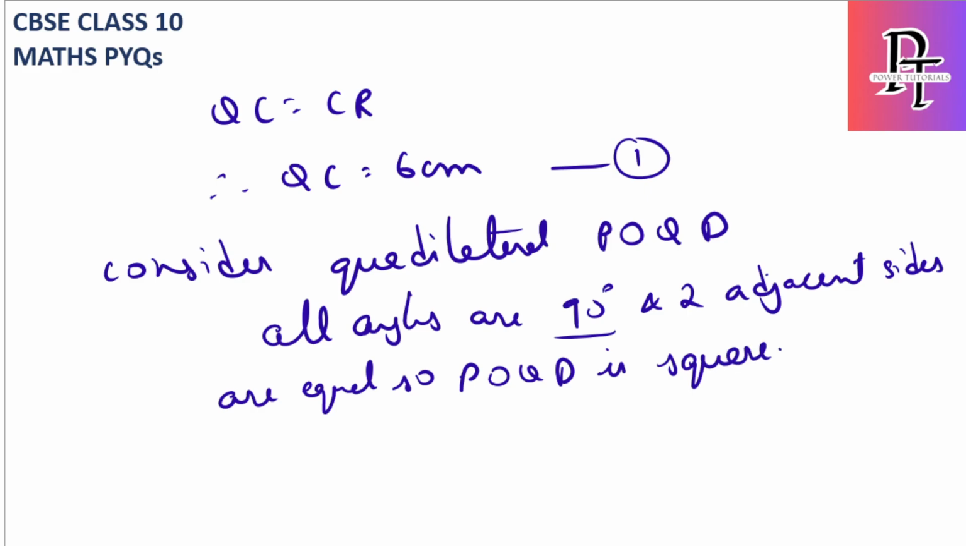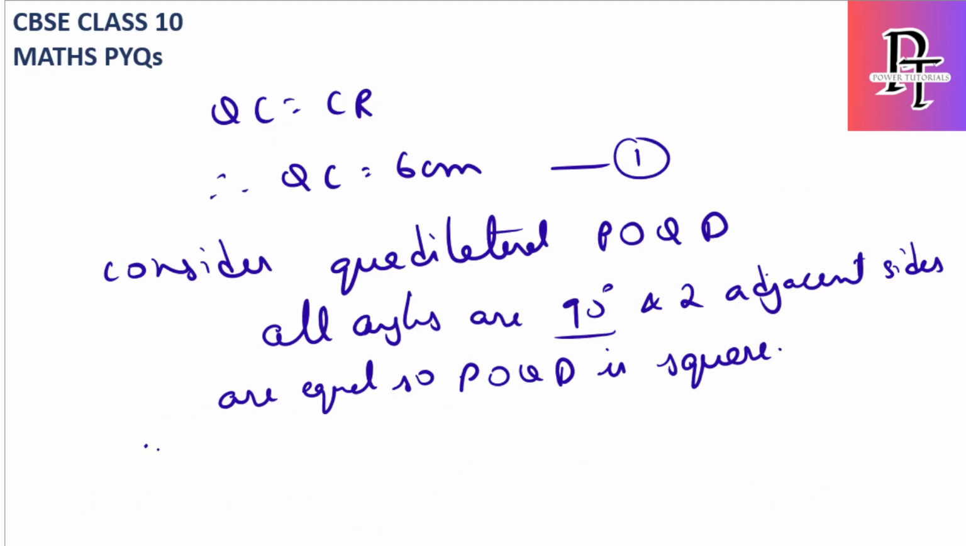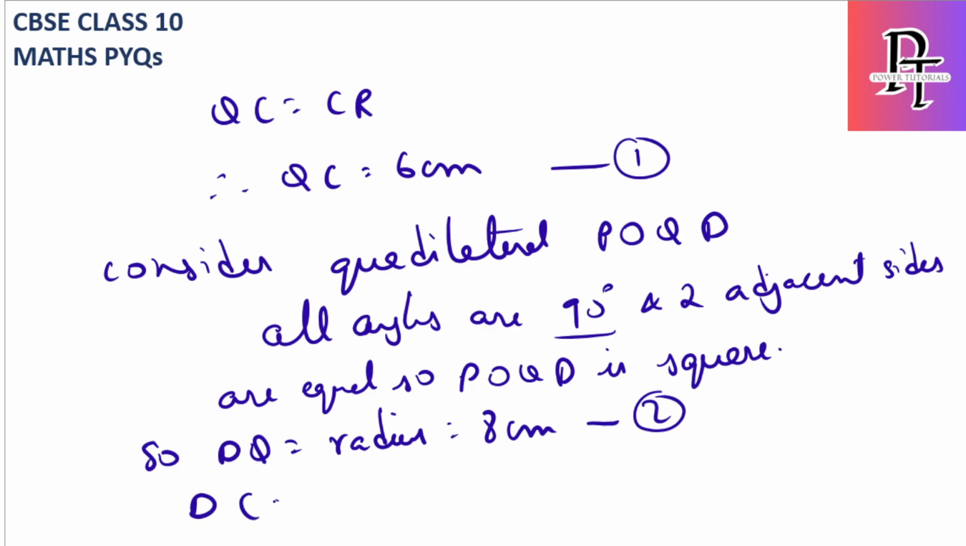If it is a square, then all sides are equal. This is a, and these two are also radii. So DQ is also the radius, which is 8 centimeters. This is 2. Now just add for DC. DC is nothing but DQ plus QC, which is 8 plus 6 centimeters, which is 14 centimeters.